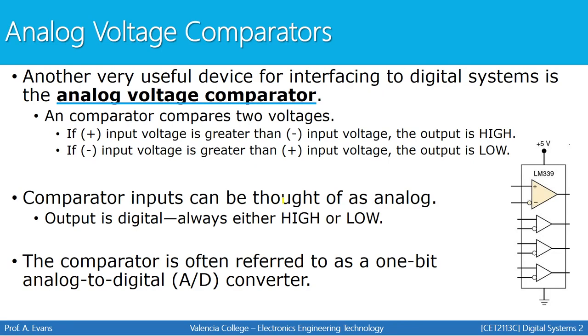The comparator inputs can be thought of as analog, 3.5 volts, 2.4 volts, 6.7 volts. You can supply a range of input voltages that are analog, but the output is what will be digital, either high or low, depending on which input was bigger. The comparator is often referred to as a 1-bit analog to digital converter.